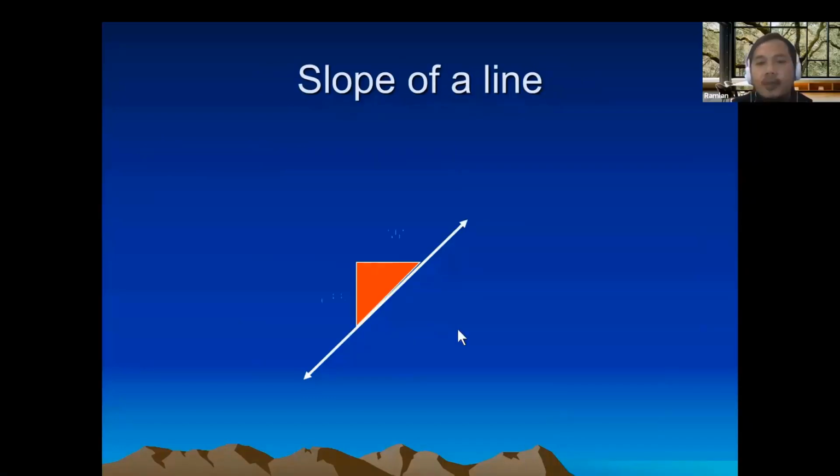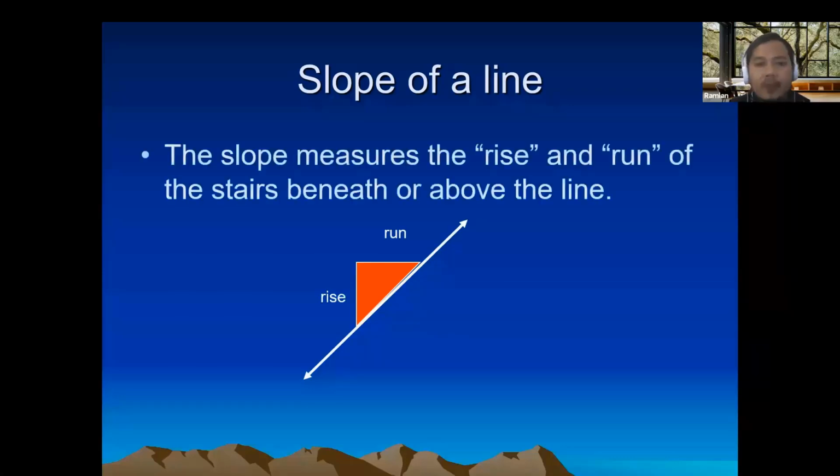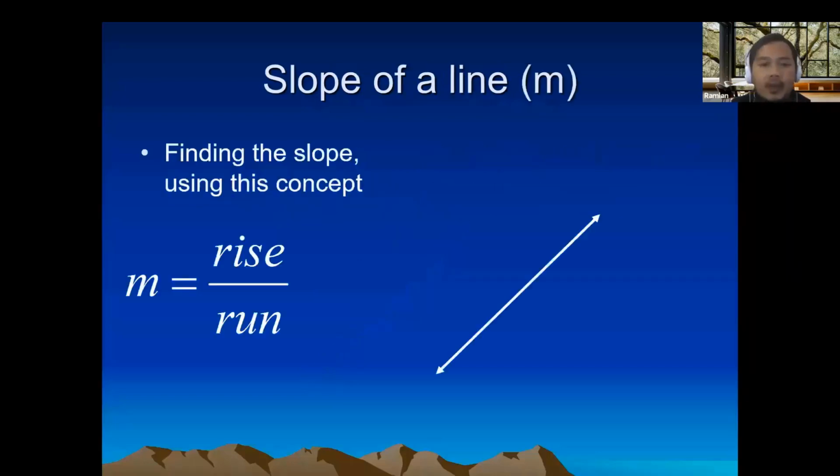So when you want to determine the value of a slope line, that is going to be the rise and that one is going to be the run. Remember, it's rise over run. The slope measures the rise and run of the stairs beneath or above the line. So it's like stairs. This is the concept again. You already know this from the previous concept of roots.